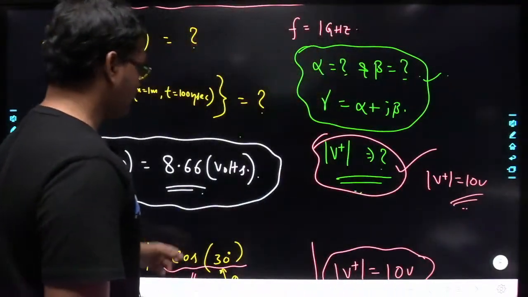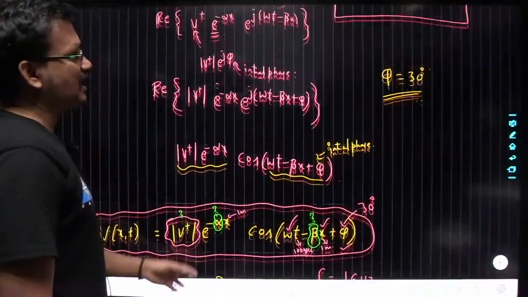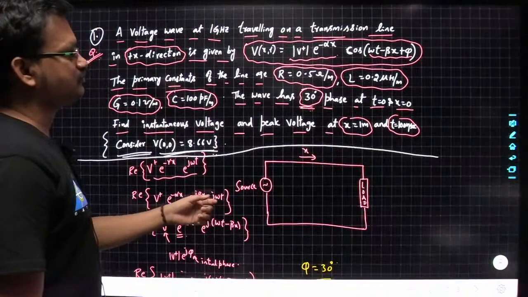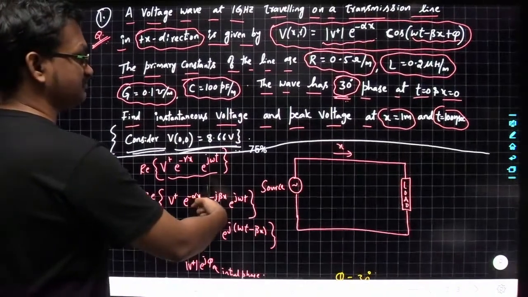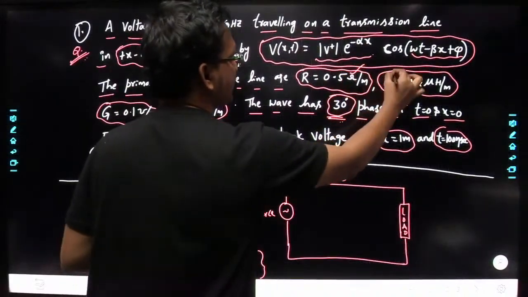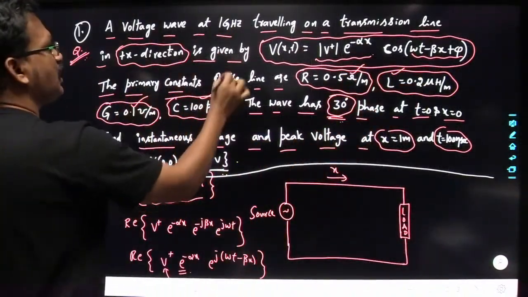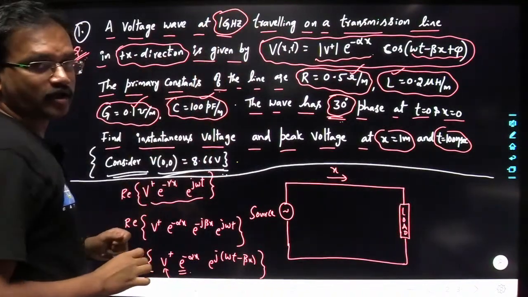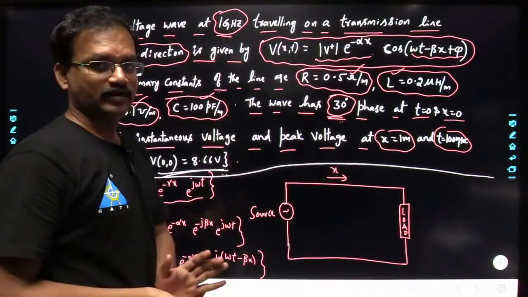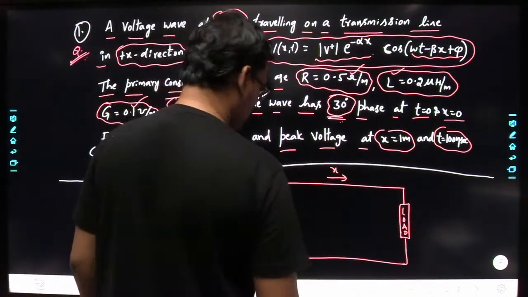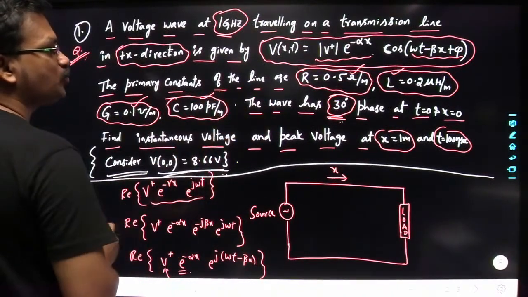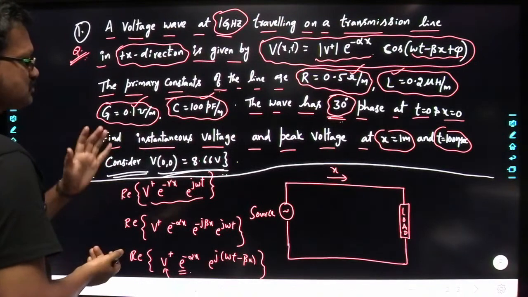Here they have given R, L, G and C values, and also they have given the frequency. From this you have to determine alpha value and beta value. So how can we determine here? See here. R is equal to 0.5 ohms, L is equal to 0.2, G is 0.1, C is 100.